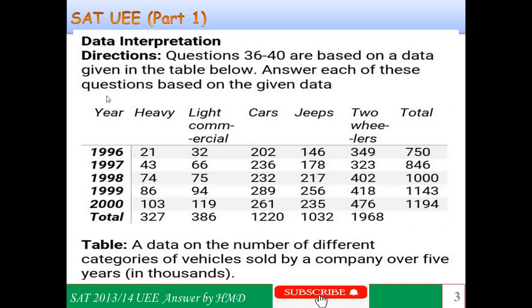So this column shows the year, this column shows the heavy vehicles sold, this column shows the light commercial vehicles sold, this column shows the cars sold, this column shows jeeps sold, this column shows two-wheelers sold, and this shows the total vehicles sold in each year. So generally the table is all about data on a number of different categories of vehicles sold by a company over 5 years in thousands.